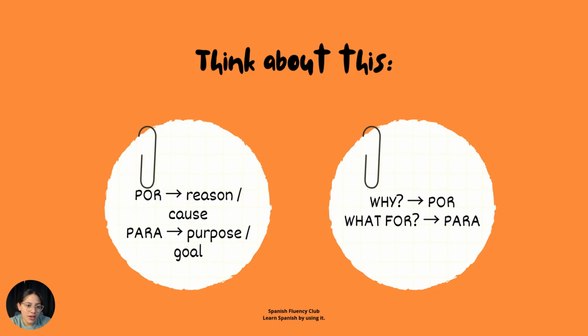Before we look at individual rules, I want you to remember one main idea. When you say por, think about why, a reason, a cause, something that explains why an action happened. When you see para, think about what for? A purpose, a goal, something you're trying to achieve. So, por is why, para is what for. This isn't going to solve absolutely every situation in Spanish, but it's an excellent starting point, and you will see why in the next example.